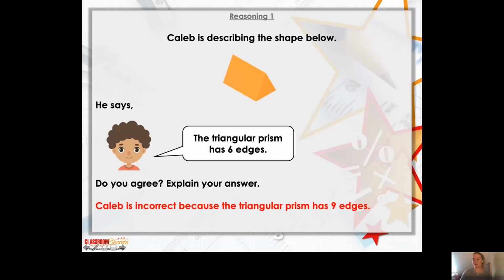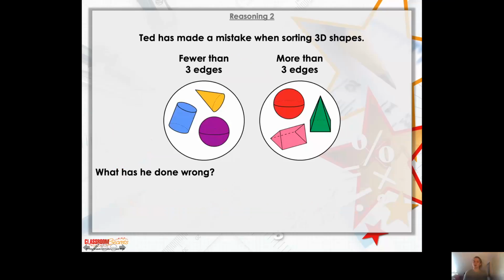Now let's move on to our next problem solving question. So here, Ted has been sorting some different 3D shapes, and he has made a bit of a mistake and he wants our help. So he has 2 groups. One group has fewer than 3 edges and another group has more than 3 edges. So let's have a look at the shapes in the fewer than 3 edges group.